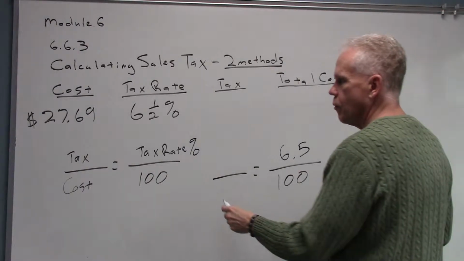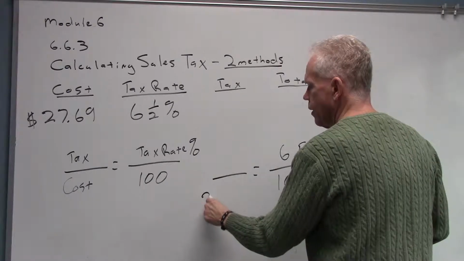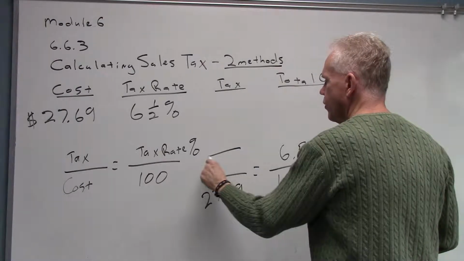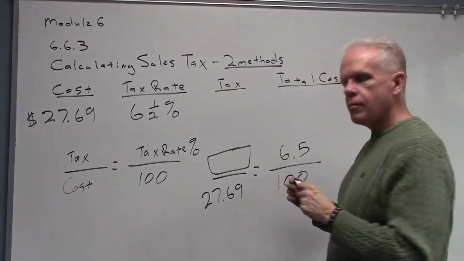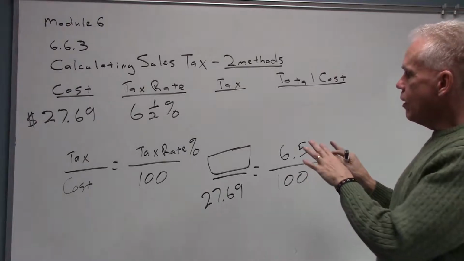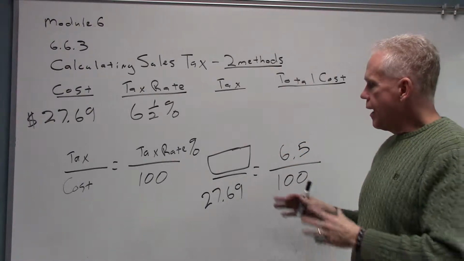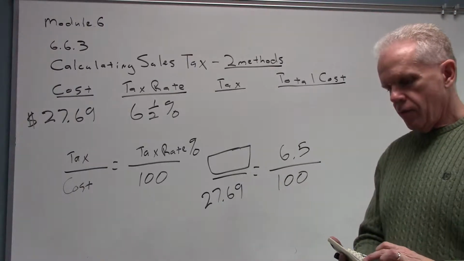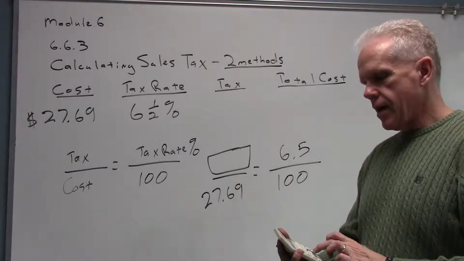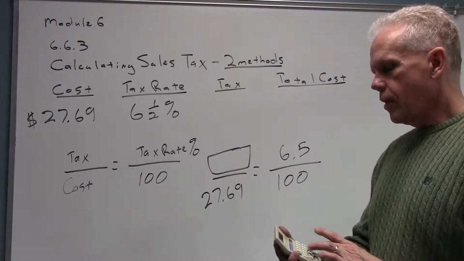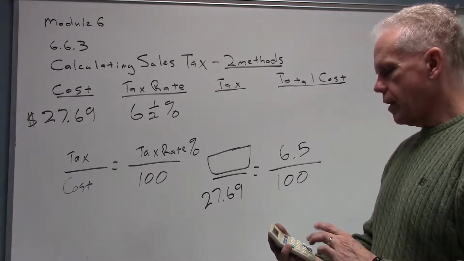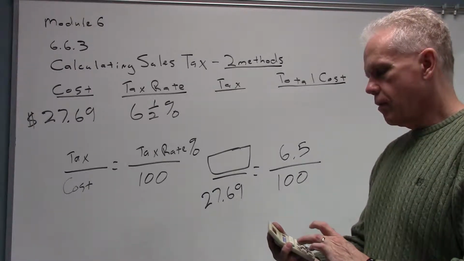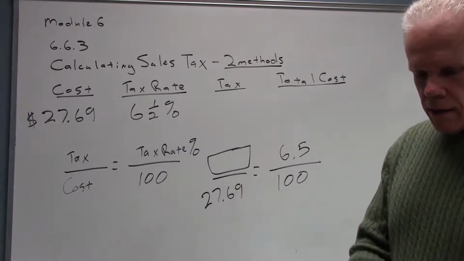The cost of the item we're purchasing is $27.69. And we're looking for, what's the tax? How much tax will we pay on that item? Hopefully you remember from previous work how to solve a proportion. We're just going to use our little shortcut that we've talked about before and cross multiply and divide. So we'll go 27.69 times 6.5.